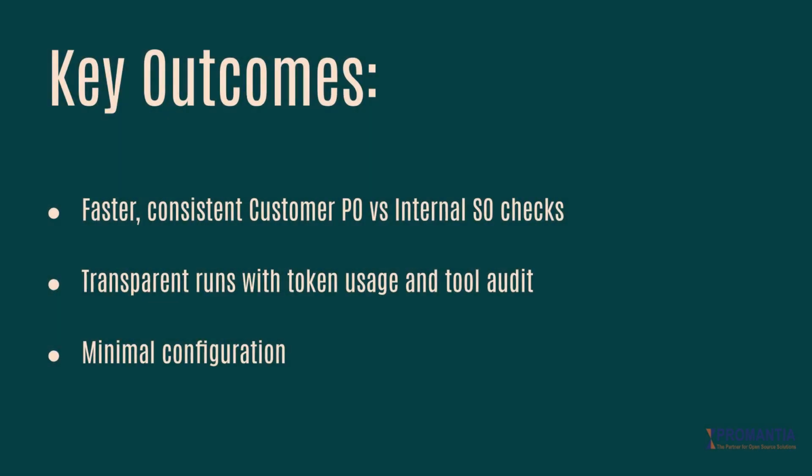So as you could see, the Sales Agent app with minimal configuration was able to perform a faster, more consistent comparison check between the sales order and purchase order. It also provided transparent runs with the token usage and tool audit and provided error log details if any debugging needed to be done.